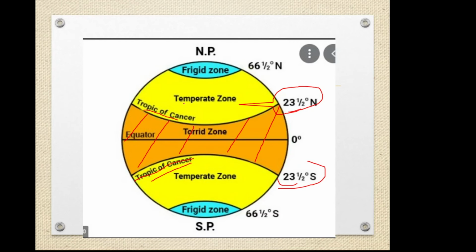The next region is temperate zone. Temperate zone lies between Tropic of Cancer and Arctic Circle in the northern hemisphere, and Tropic of Capricorn and Antarctic Circle in the southern hemisphere. Okay.